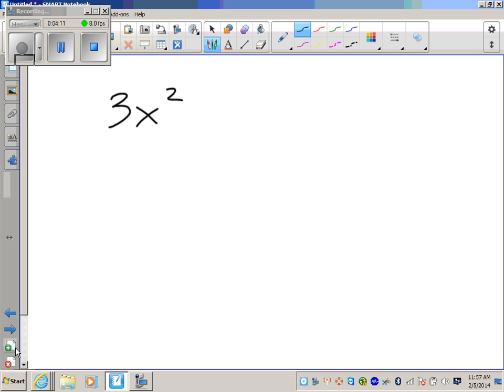3x squared minus a 2x minus an 8. Couple of things to consider here. First of all, my factors are going to be of a negative 8, which leaves me no choice but to use 1 positive and 1 negative. And the result has to be a negative 2.